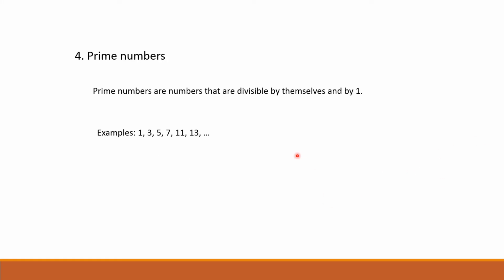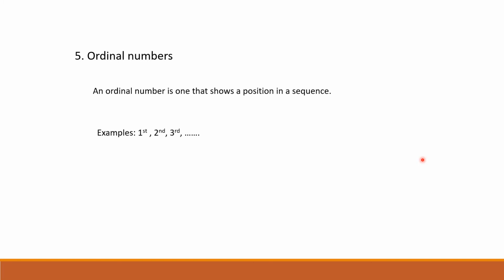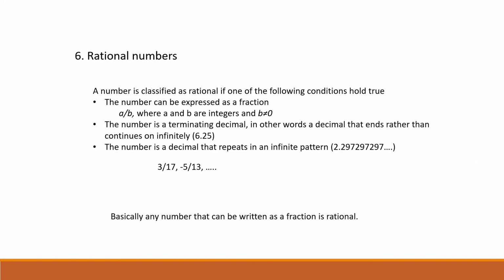Prime numbers. Prime numbers are numbers that are divisible by themselves and by 1. Examples 1, 3, 5, 7, 11, 13 and so on. Ordinal numbers. An ordinal number is one that shows a position in a sequence. For example, first, second, third, fourth, fifth and so on.